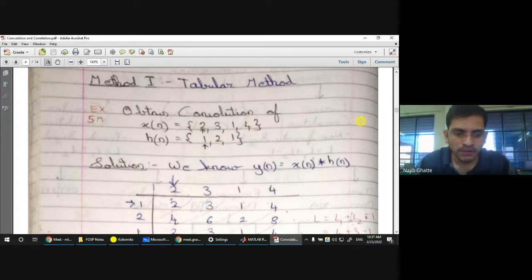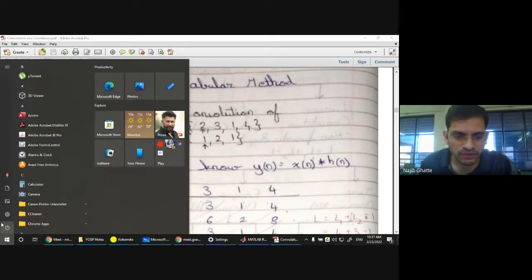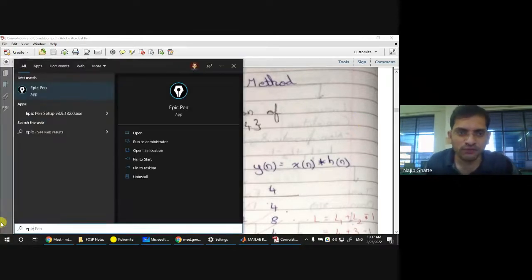Before we start with the question, can you tell me the formula for linear convolution? Can you just recall it? Just now we have tried to rectify the thing.